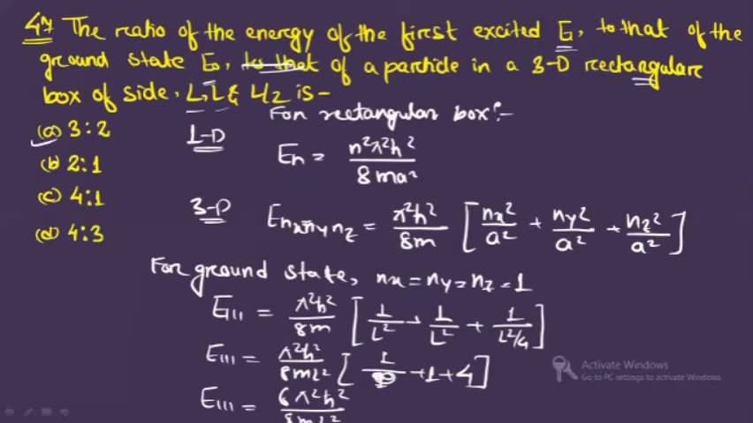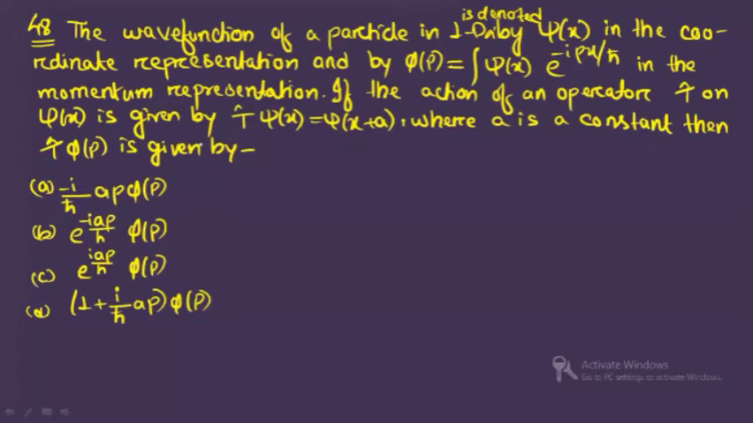You have to just remember the general form of the energy for the rectangular box, and then you can find it for the ground state and the first excited state and just go for the ratio. Clear?